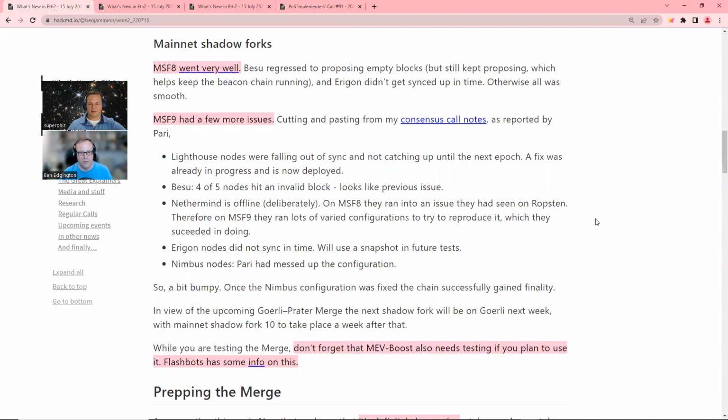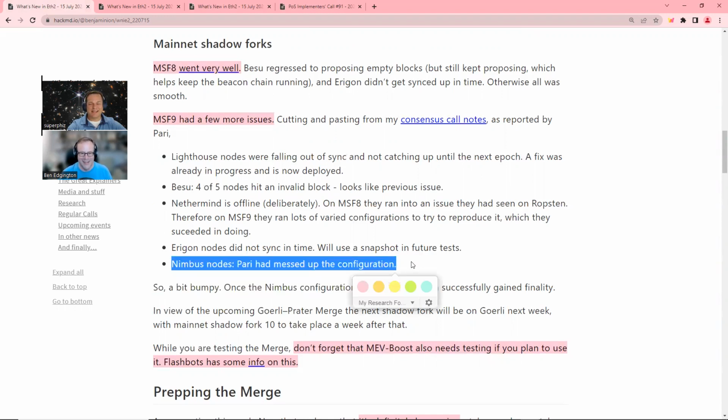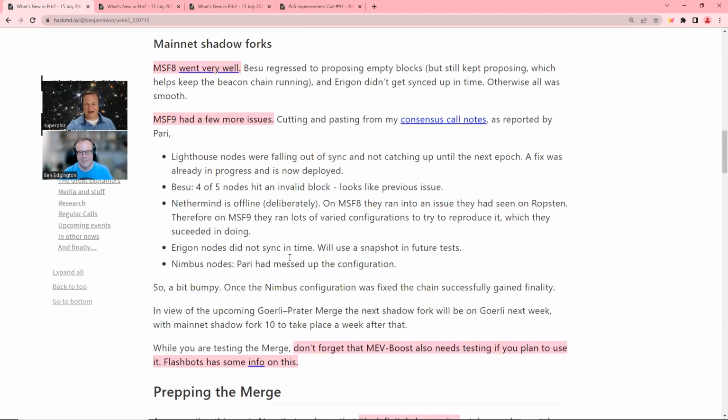I'm not sure what lessons learned. Parry said he's learned not to mess up the configuration of the Nimbus nodes. I love that. So Parry gets everything right, like he's a master. And so when you see the master make a goof up, you're like, oh well, he's human too. So I appreciate all that he has done for the DevOps. It's really impressive what he brings.